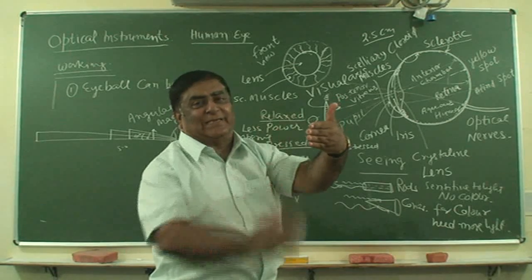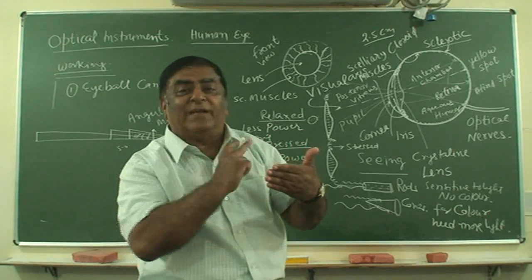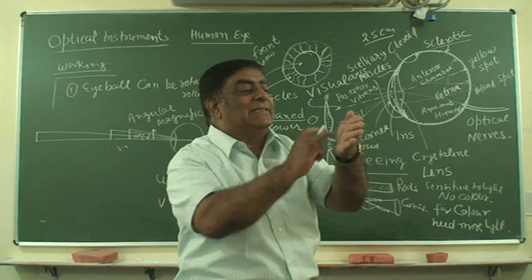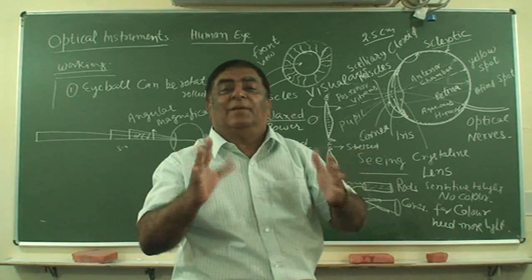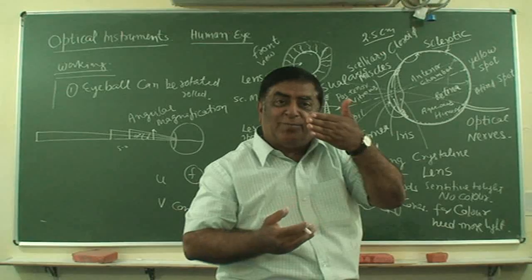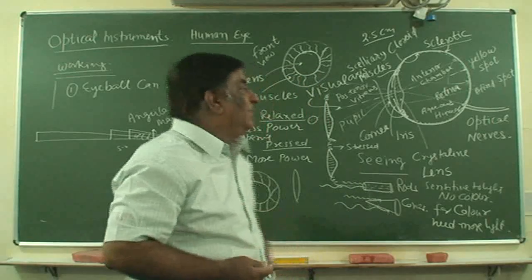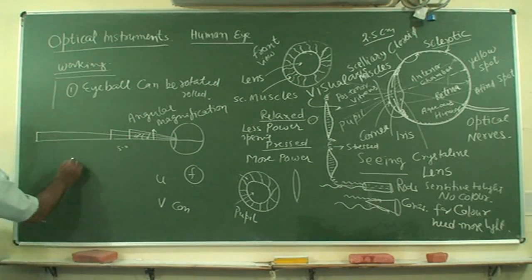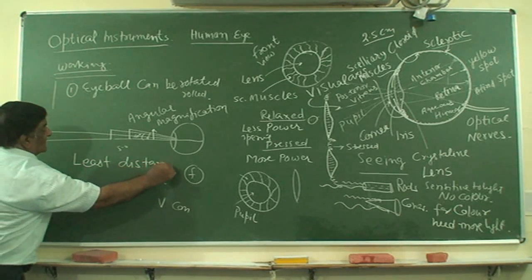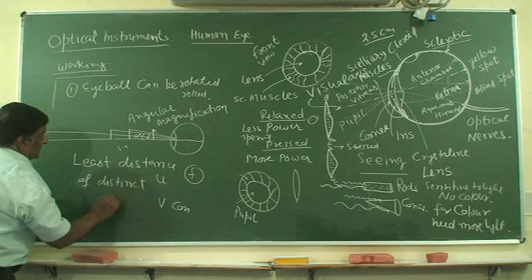That means this is the best distance from where I see it very clearly, and this distance is very important for us. This is the least distance from the eye where the thing is clearest. The maximum clarity is there because it is nearest to me. Nearer than this, I will not be able to see it. So this distance, we have given it a particular name. It is the least distance of clear vision, the least distance of distinct vision.